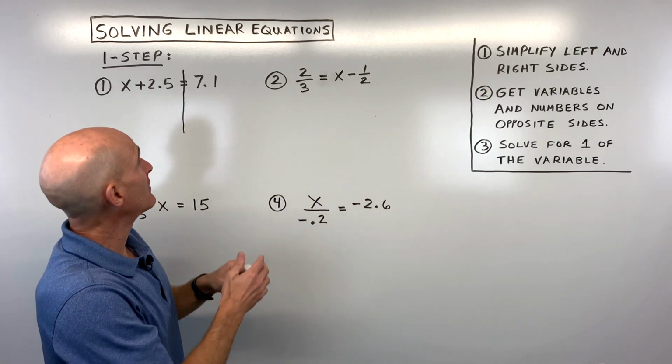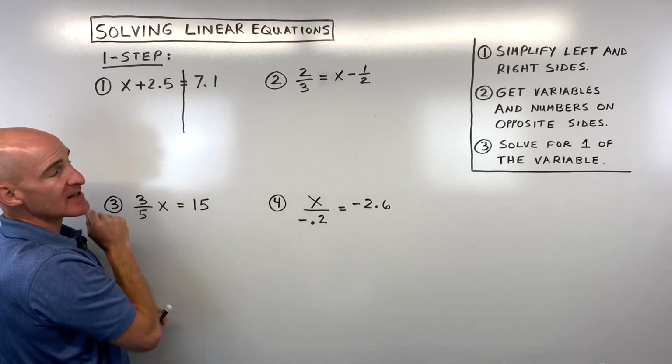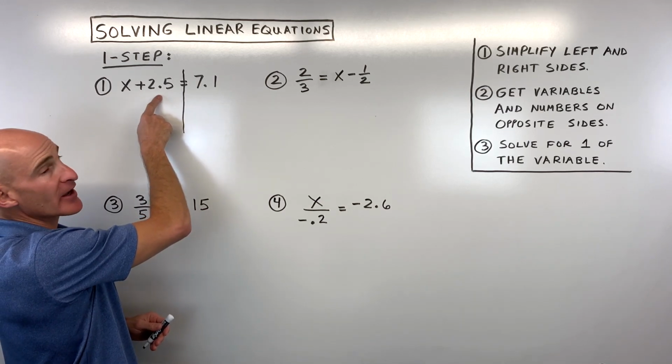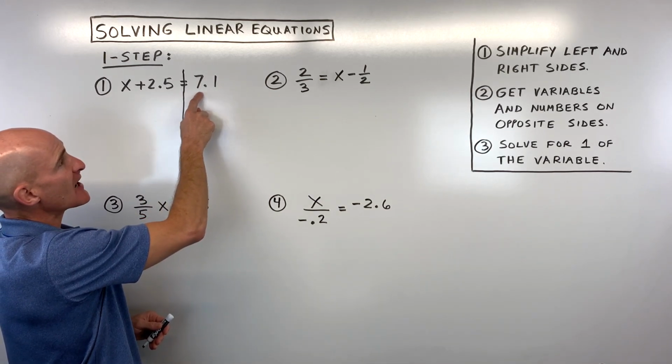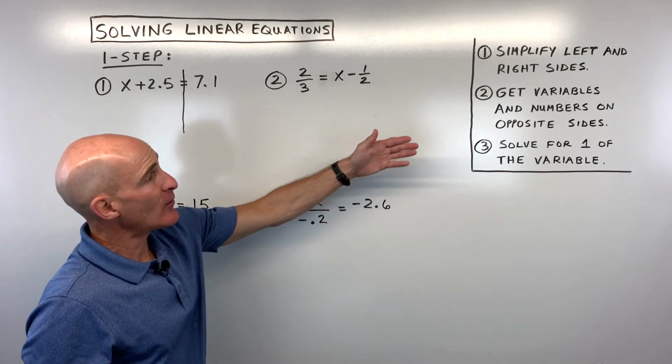If you simplify the left side, you ask, is there anything I can do to combine or condense this? Well, not really, because this is a variable and this is a number, and they're unlike terms. When we go to the right side, is there anything we can simplify here? No, that's just a number, 7.1. So then I would go to step number 2.